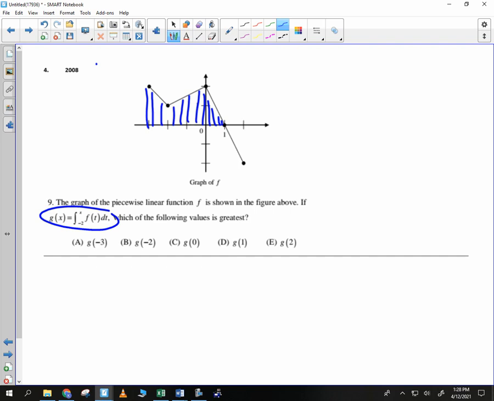Or you could think of it like this. We're looking for a maximum. A maximum occurs when f prime changes from positive to negative. This is the derivative of g, and it changes from positive to negative there. The answer is at 1.